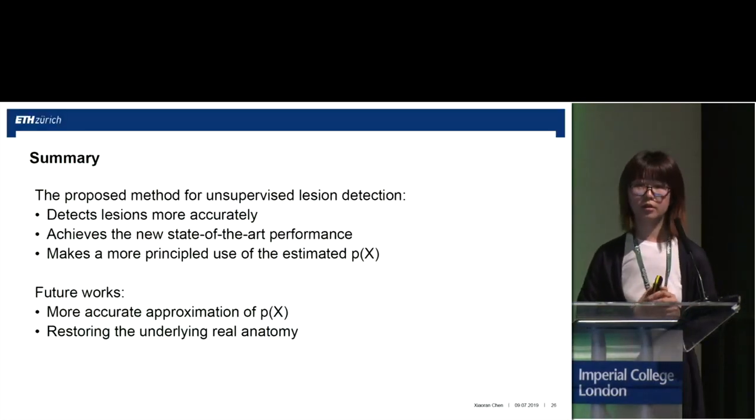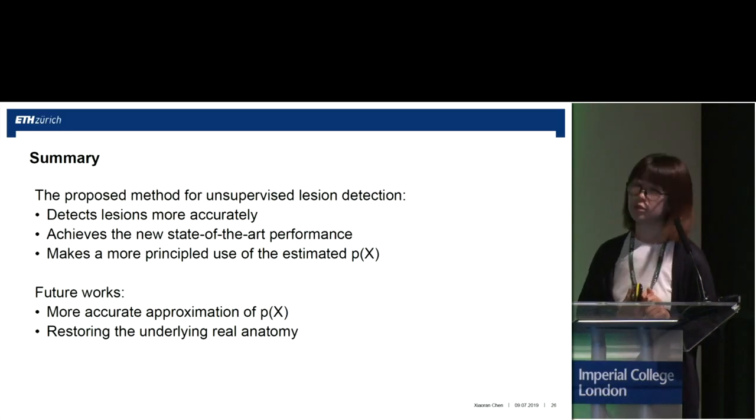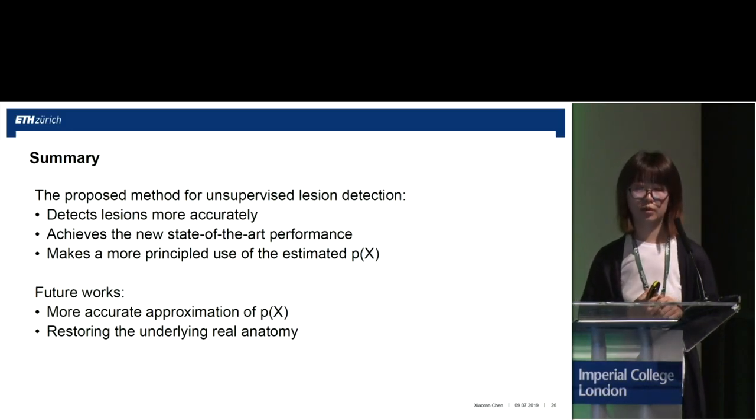So to conclude, our proposed methods detect lesions more accurately and also achieve state-of-the-art performance by making a more principled use of the estimated PX. Possible future work could be, for example, to have a more accurate approximation of this PX instead of substituting it with the one estimated by a variational autoencoder. Other work might also be to restore the underlying real anatomy instead of just naively reducing the intensity in the abnormal regions.